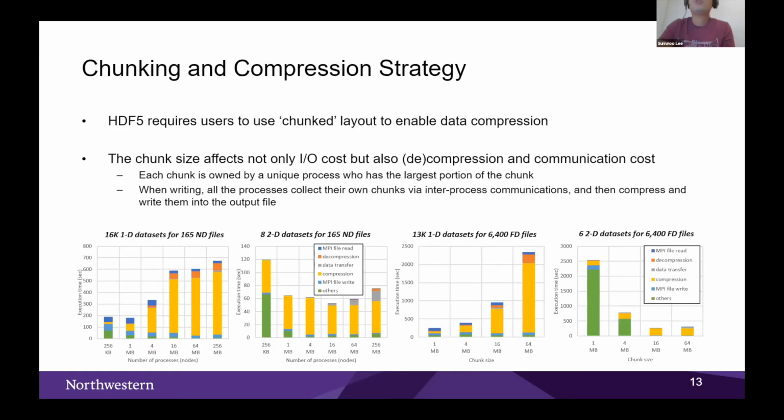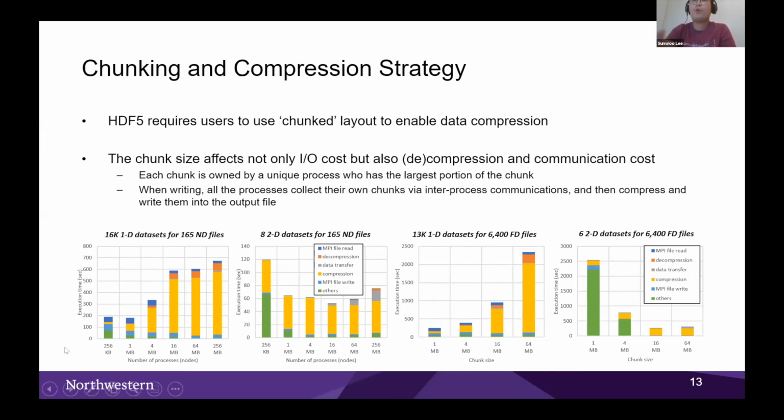Chunking and compression also matter. HDF5 requires users to use chunked layout for data compression. As shown just now, our data is very large and highly compressible. So that's the reason why we consider HDF5 as an IO library for this case. We need to use the compression feature, and that means we also have to use the chunked layout.